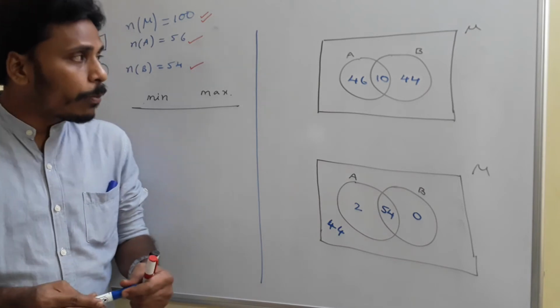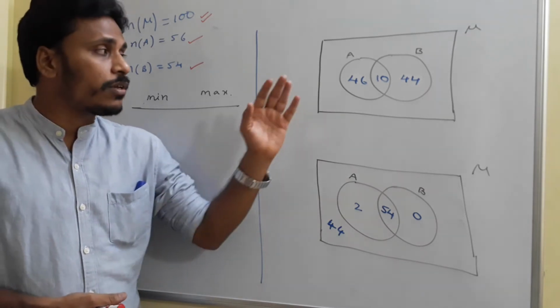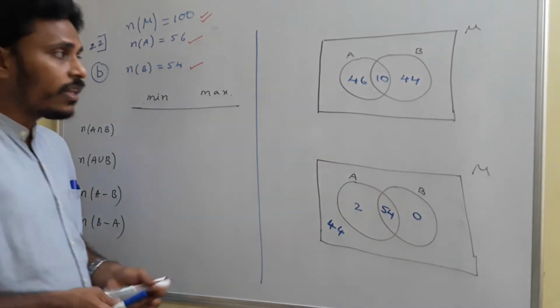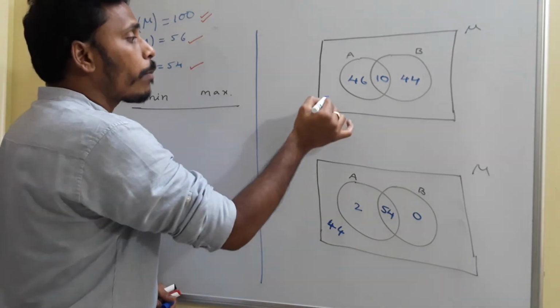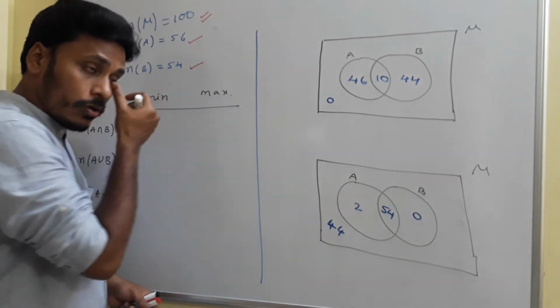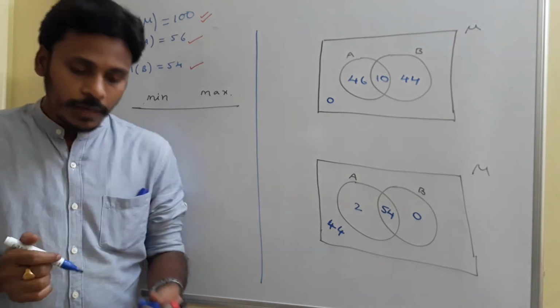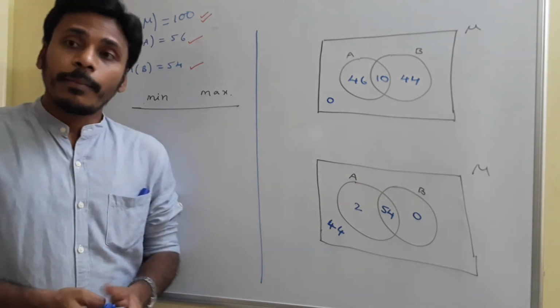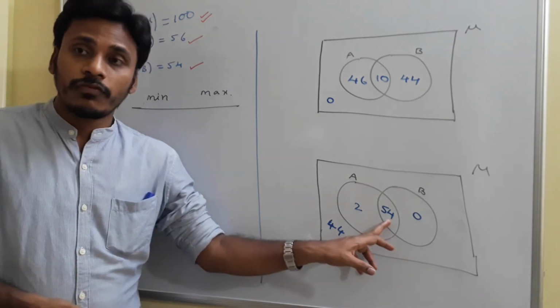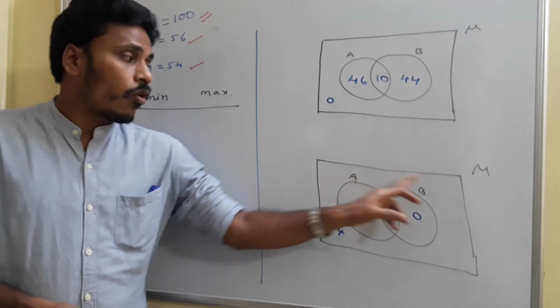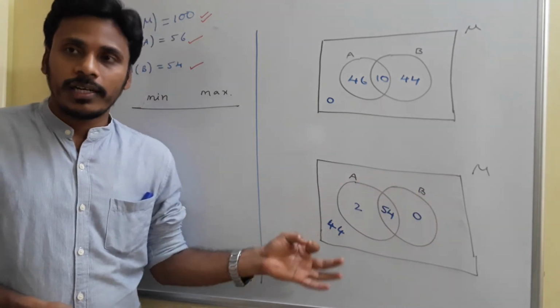So the minimum possible value for A intersection B is 10. Then in this case, the complement of A union B contains no elements. Okay, 0. Nobody there outside of A and B. Whereas in this diagram, the maximum possible value of A intersection B is 54. Then in this case, 44 numbers are there outside the diagram.